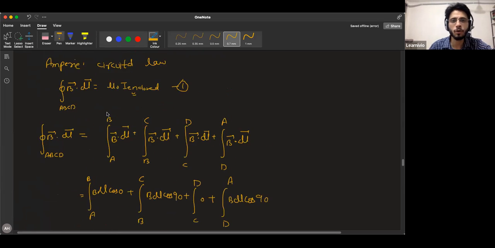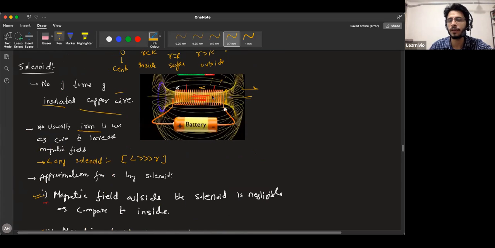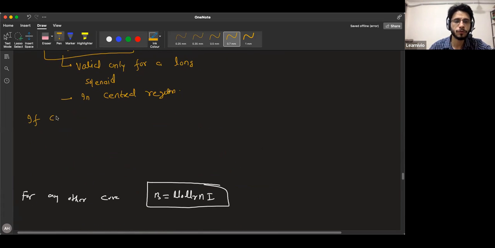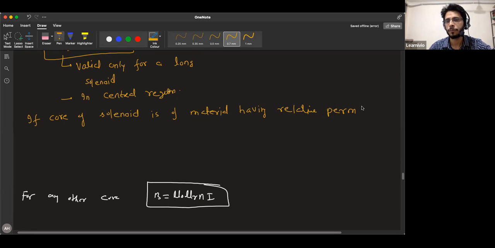Till now, the core of the solenoid, this region, is air. We wound the wires over air only. If the core of the solenoid is of a material having relative permeability mu r.